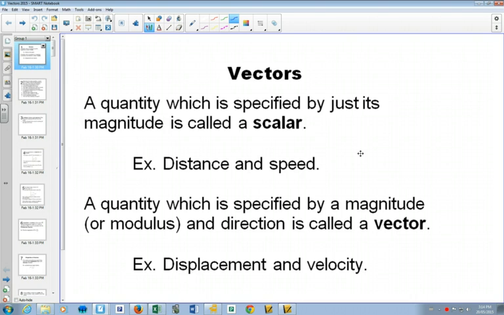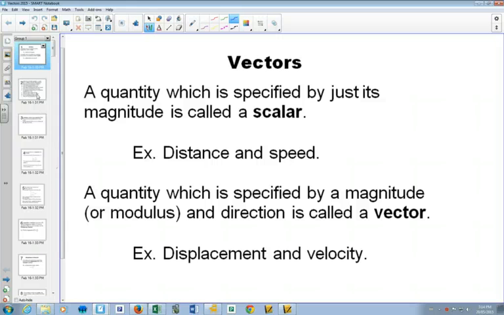Or if someone said 15 kilometers per hour, you've got a magnitude there, you've got some sort of measurement, but you don't have a direction, so then it's also just a scalar. But as soon as you would put a direction to it, 20 kilometers west, then that would become a vector. Or 15 kilometers per hour down, then you would all of a sudden have a vector. Okay? So displacement, because it's saying from where you started to where it ended, that would be a vector, and velocity as well.